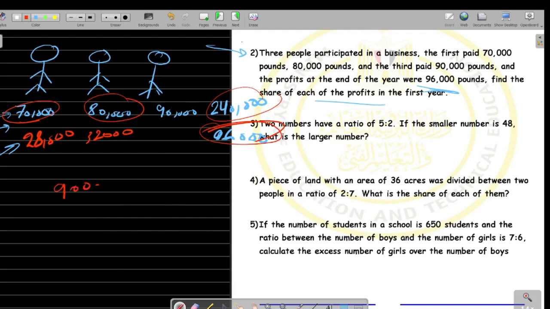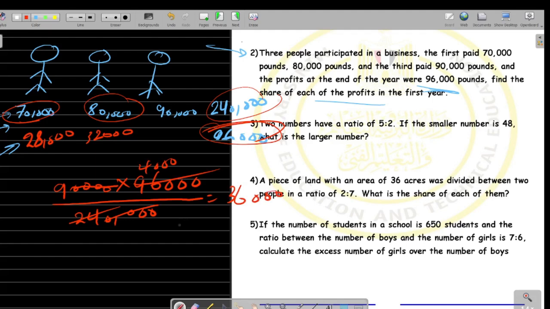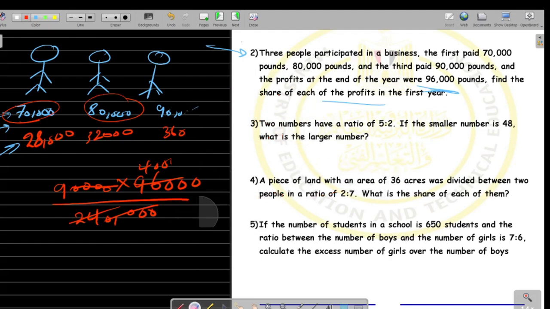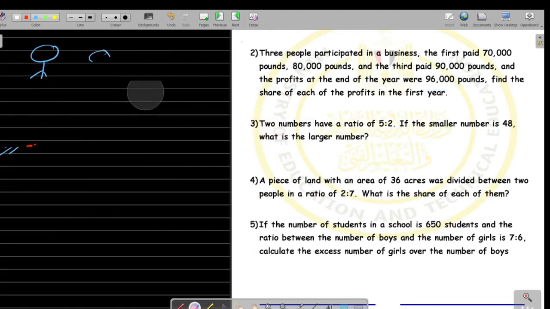Okay, let's see the third share. Here 90,000 times 96,000 divided by 240,000. It's a little bit difficult but no problem, you can do it, my heroes. Cancel these 4 zeros together, and it equals 4,000. Then 36,000, and this is the third share. Easy. Okay, let's move to the other question.